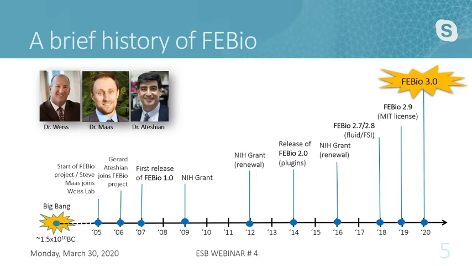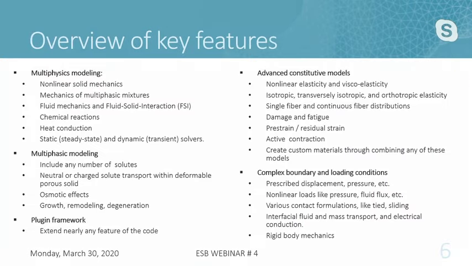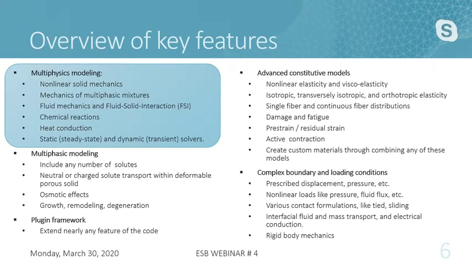Over the years, of course, we've added a lot of features to FEBio, more than I can summarize right now. But I just want to mention a few important things. First of all, FEBio is a multi-physics code in the true sense of the word. We can not only do nonlinear solid mechanics, but we can couple that with different types of physics, which allows us to simulate multi-physics mixtures. When we couple it with our fluid mechanics solvers, we can do FSI, we could do chemical reactions. We could also do heat conduction, but at this point that is still a separate module.